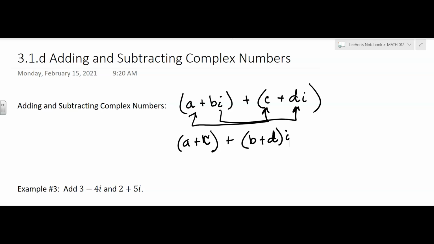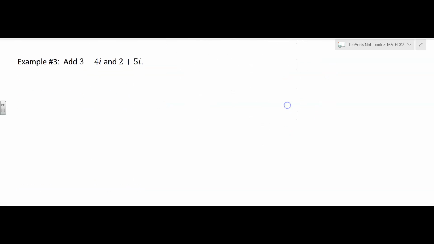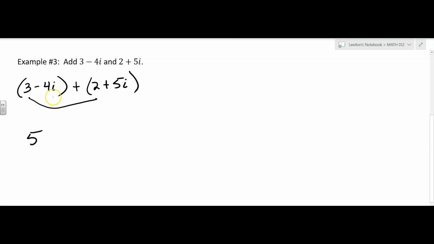I'm going to do an example for you. So it's really like combining like terms. So example 3 says add 3 minus 4i, there's one imaginary number, and we want to add it to 2 plus 5i, another imaginary number. So I'm going to take the 3 and the 2, get 5, and then I'm going to take the negative 4i and the 5i and get 1i. And I'll have to write the 1, could if I wanted to. Okay? So that would be how you would add them.